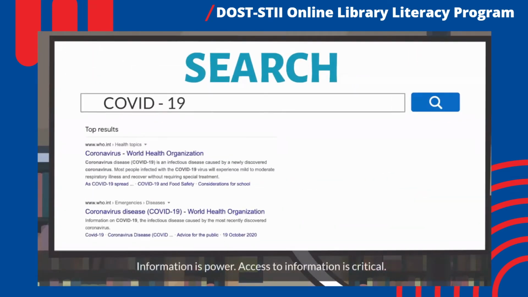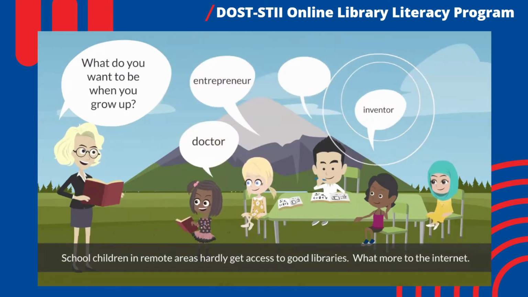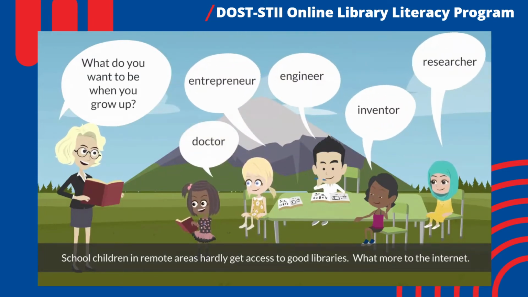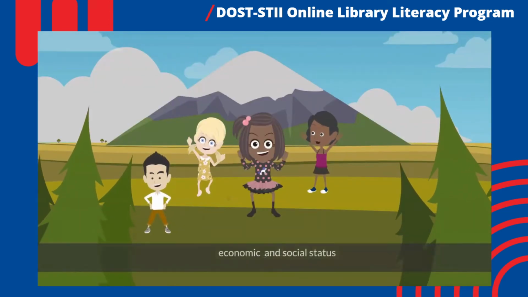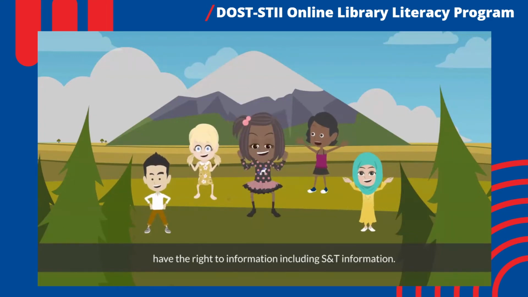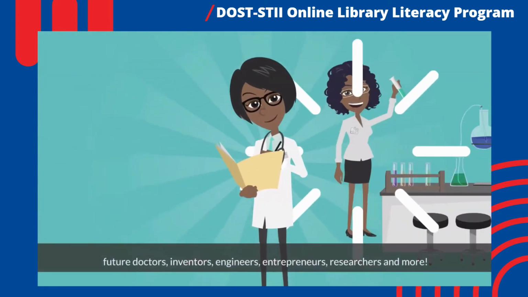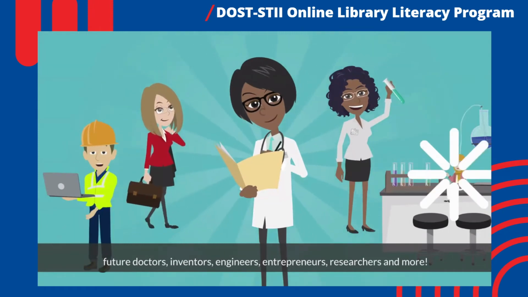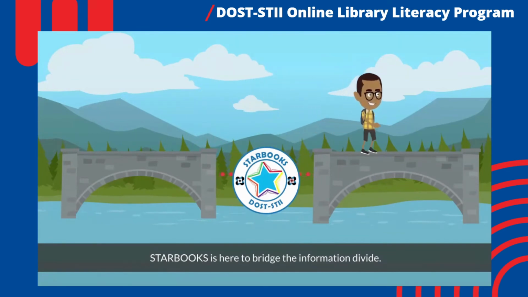Information is power. Access to information is critical. School children in remote areas hardly get access to good libraries. What more to the internet? All children, regardless of gender, economic, and social status, have the right to information, including S&T information. Information that would inspire them to become future doctors, inventors, engineers, entrepreneurs, researchers, and more. Starbucks is here to bridge the information divide.